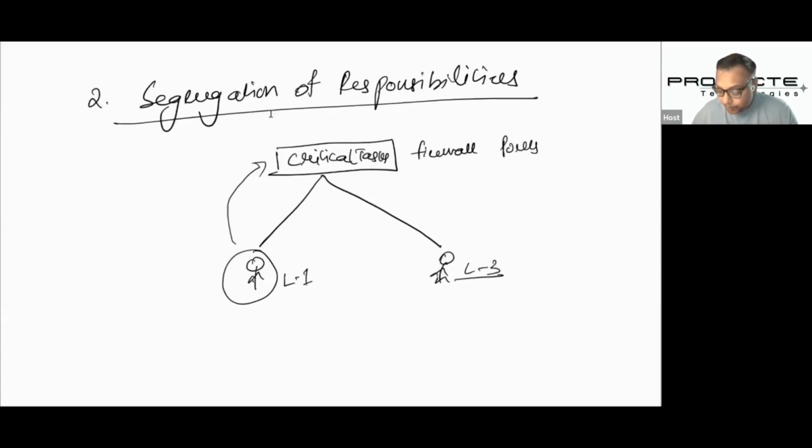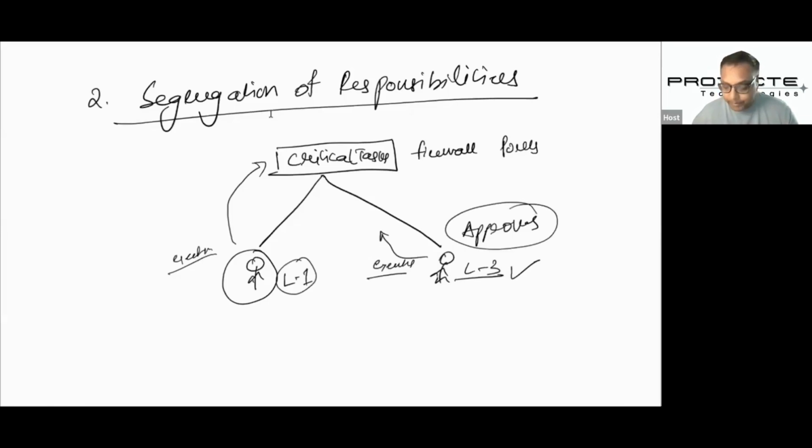Generally, the person who approves is not the person who executes the change. So if the approval authority is L3, the executing authority is, say, L1. Similarly, L1 also should not be able to execute unless the approval comes in. It should not happen that L1 can go on his own and without any approval be able to execute a critical task, and that's why segregation of responsibilities is very, very important.